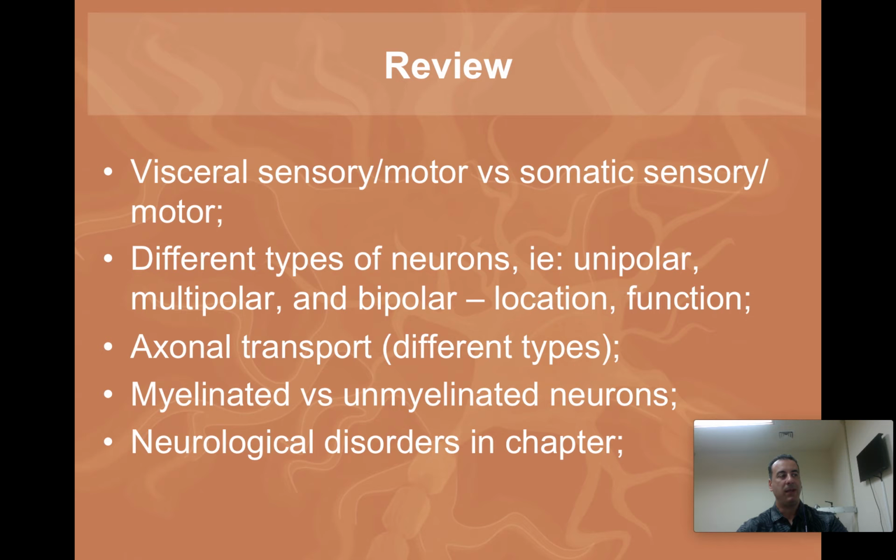Back to your IPSPs and EPSPs, we have the inhibitory local potentials versus excitatory local potentials. Be familiar with those. Again, we went over neurotransmitters: dopamine, serotonin, ACh, substance P. Synaptic vesicles is another term you should be familiar with.